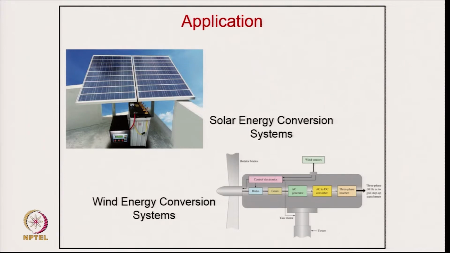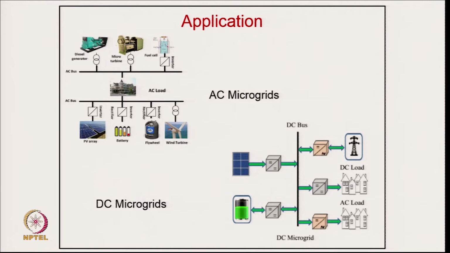These are typical applications of these converters, like solar grid interface systems, solar energy conversion systems and wind energy conversion systems, where these converters have a big application. We will have case studies of them later. Another application is the AC microgrid, where you are connecting DC sources such as fuel cells, then solar PV generation, variable speed wind power generation, and including battery energy storage for making the microgrid.